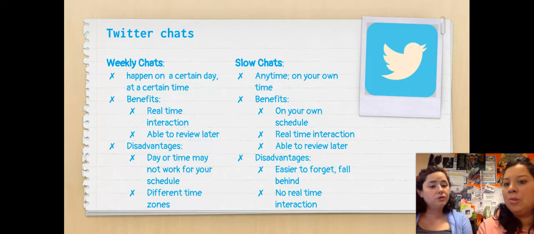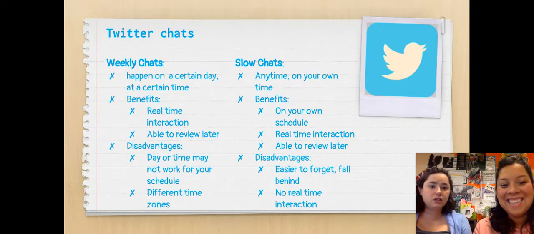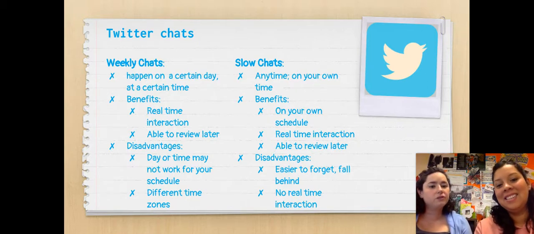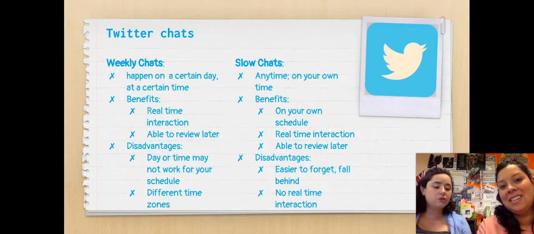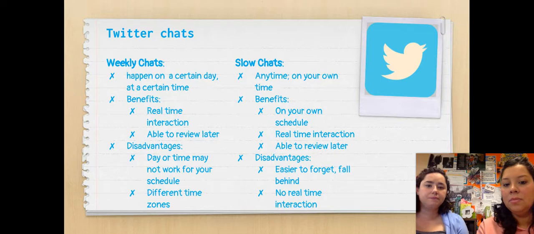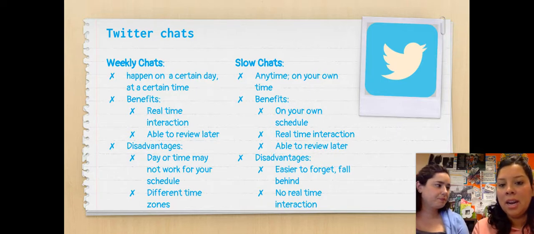The other kind is a slow chat, and that's what ELL Chat Book Club is. I had to get my Twitter hashtag right. And we do that as kind of a slow chat. So anytime on your own, there's weekly questions and you can participate on your own schedule. A lot of times though, there are enough users that you get a lot of kind of real-time interaction too if somebody's also posting at the same time you are. And you can still review that later. The disadvantages would be that sometimes it's easier to fall behind on those weekly ones. And there could be no real-time interaction if nobody else is posting at the same time. Yeah. But again, it kind of depends on what fits your schedule.